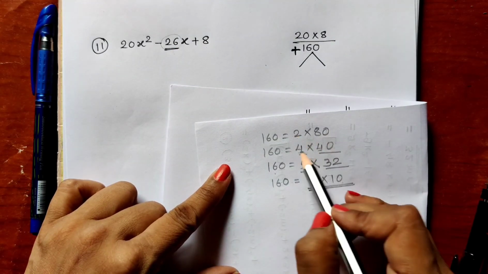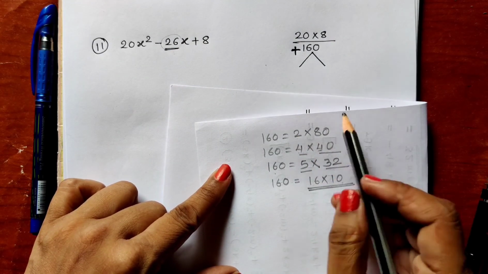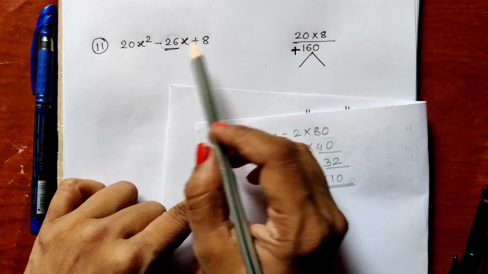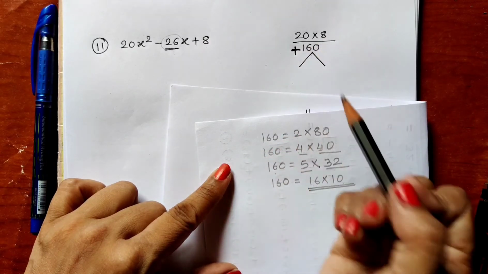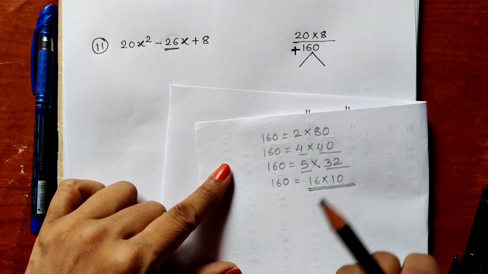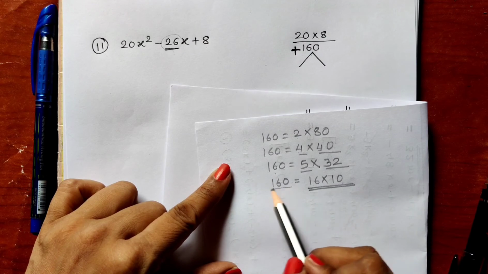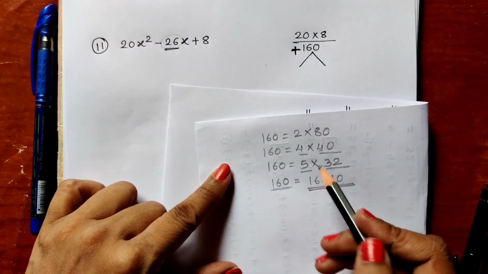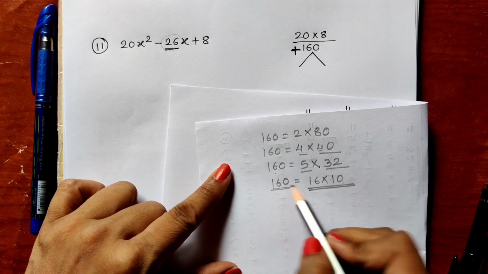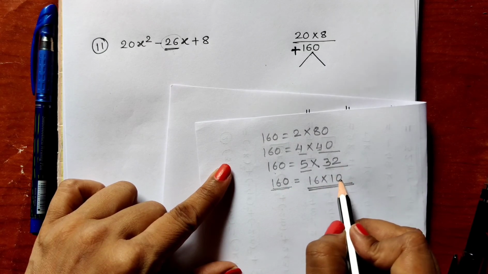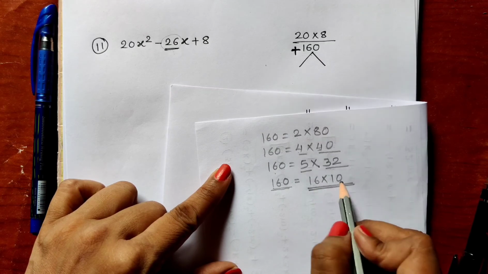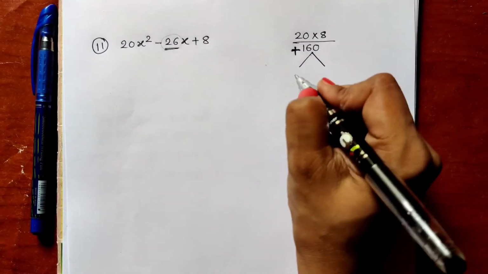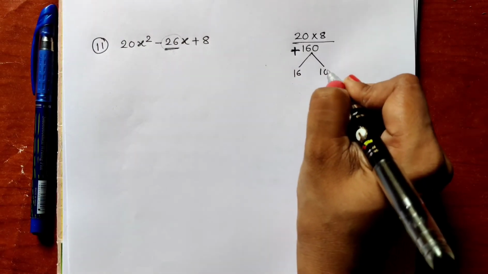So you can keep on finding the two factors, but when you see the middle term coefficient and this number, it should come in your mind immediately which two factors should be there. So when I see this 160 and when I see this 26, it immediately comes to my mind that two factors of 160 could be 16 multiplied by 10, 16 into 10, and 16 plus 10 is 26. So in this way you have to find out the factors. So 16 into 10, two factors.